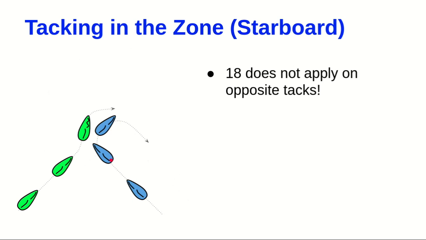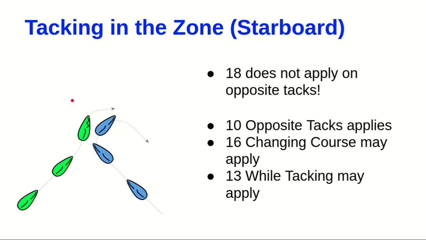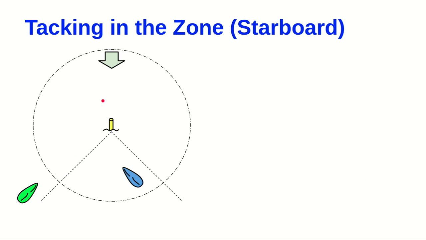Blue is the right-of-way boat by Rule 10. She's on starboard, and green on port must keep clear of her. So blue can sail as she likes and then tack and go away, so long as green keeps clear, which she has done with the luff, all's fine. Rule 10 applies while blue's changing course. 16 applies while blue's tacking. 13 applies. It's just our normal rules.